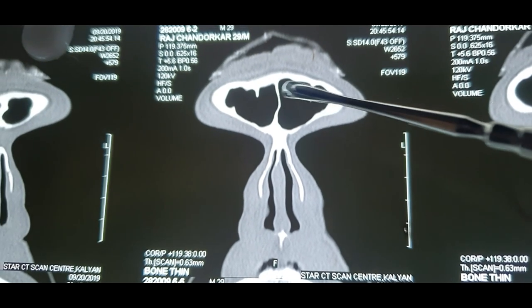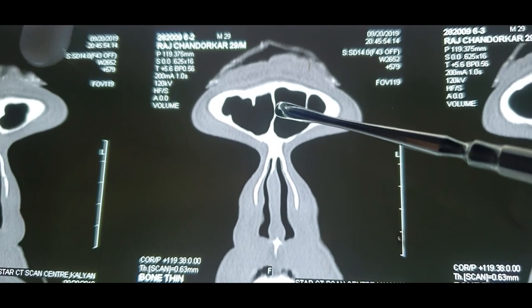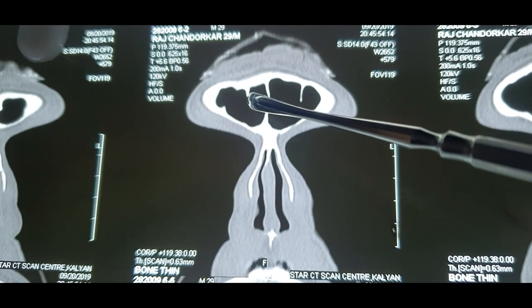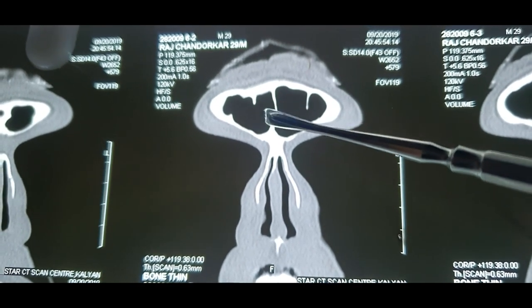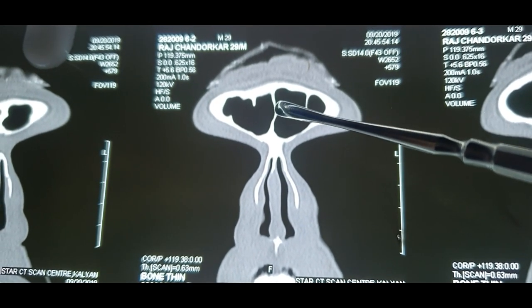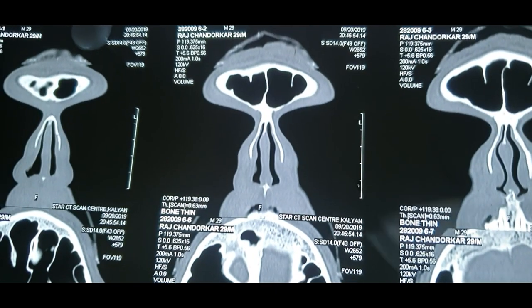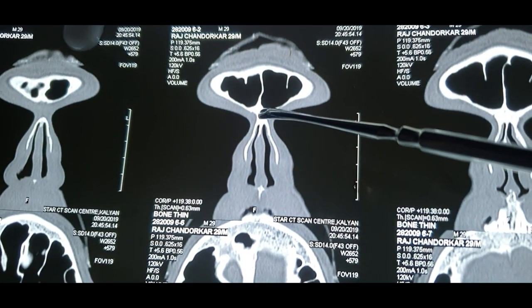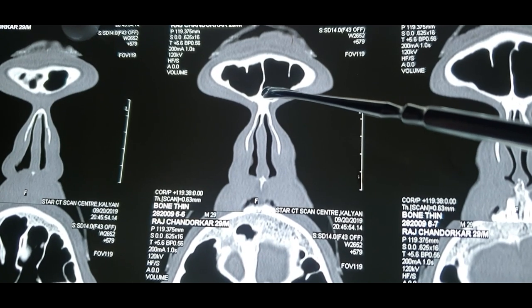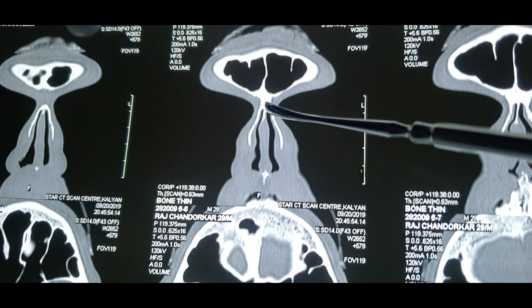This is the right frontal, left frontal, interfrontal sinus septa. See how clear the interfrontal sinus septa is. It is now right and left. So between the two sinuses, it is called the interfrontal sinus septa. And as you can see, this is a nasal bone. This is a nasal bone. This is the area of the frontal beak. This is the area of the nasal bone.